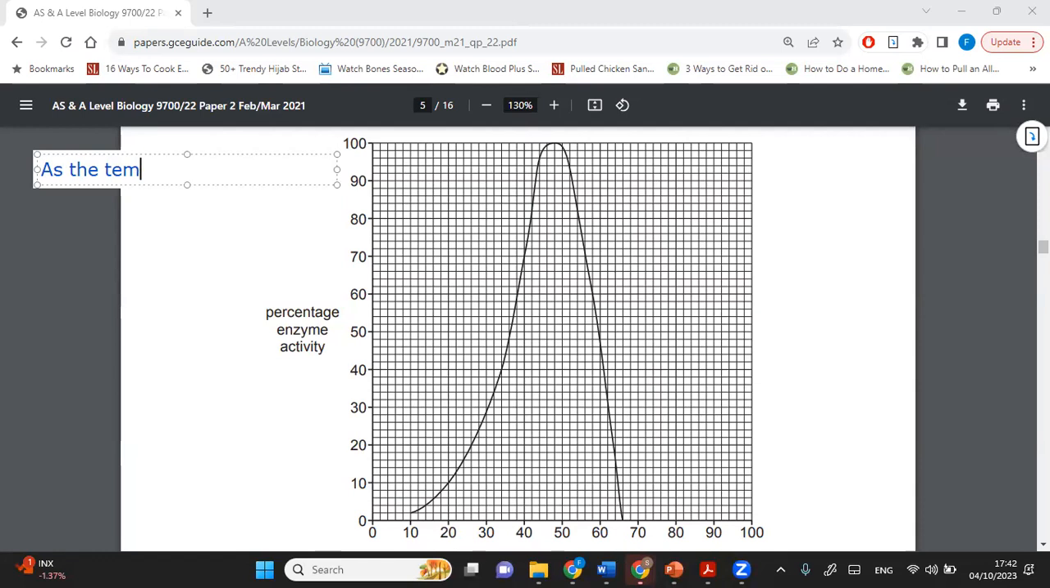So what happens as the temperature increases? What do you guys think? What's happening with enzyme activity? Aruj, what do you think I should say about the enzyme activity? As I'm increasing the temperature, what's happening to the enzyme activity? It increases. Yes, you're right. Percentage enzyme activity increases. And then what happens? So it increases and then it reaches a peak value. Do you know what this peak value is?